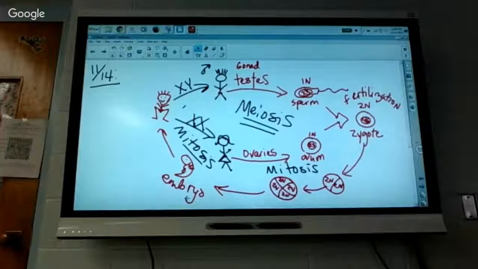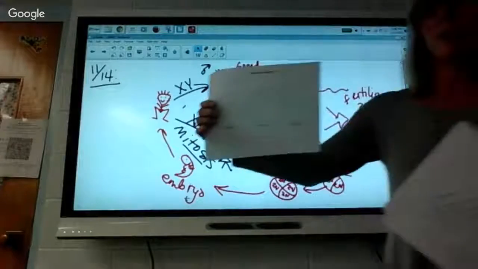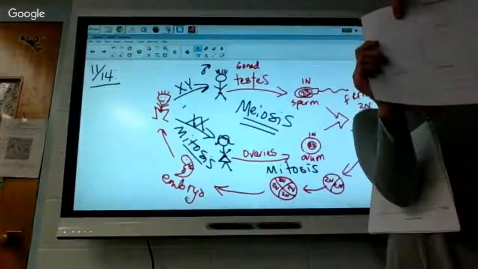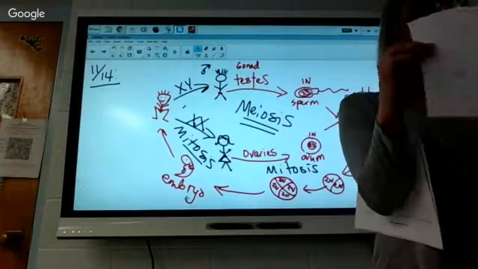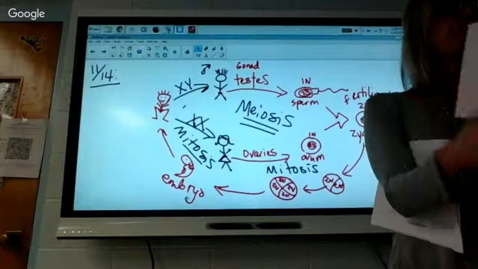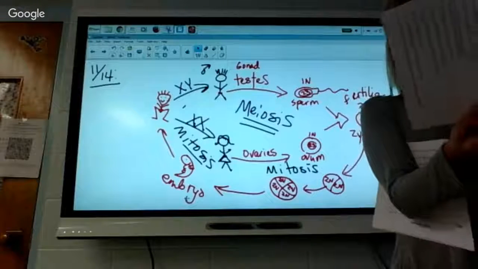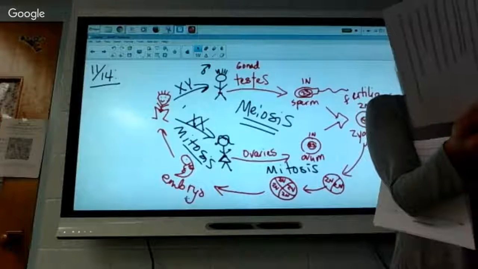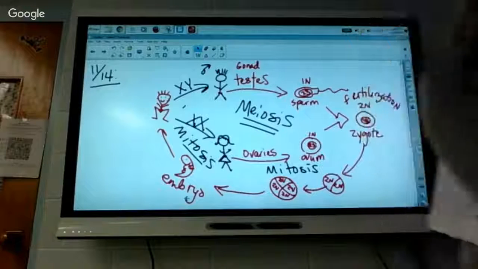Yeah, so your homework is this, okay? You're going to put mitosis in one box and meiosis in the other. And what I want you to do is find out how they're alike and then how they're different, okay?